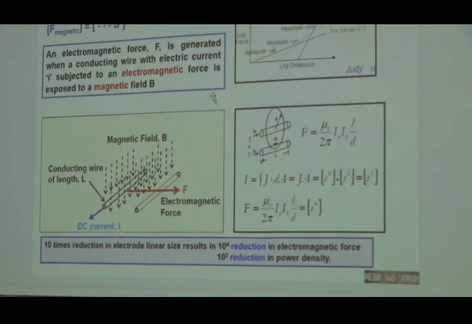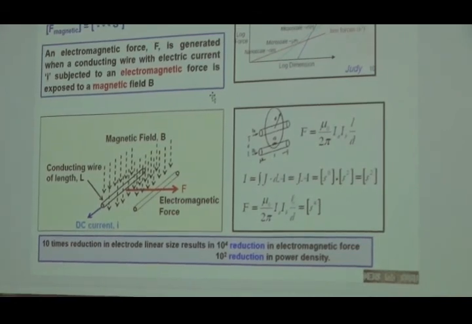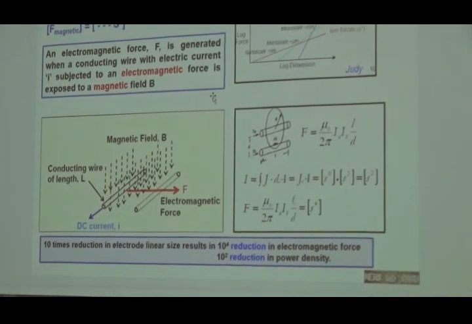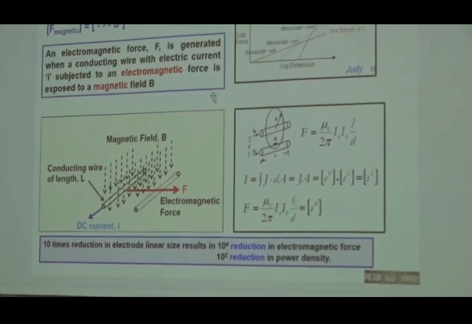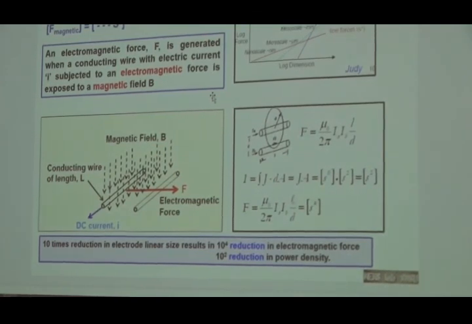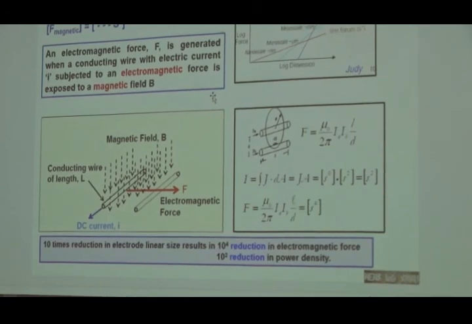So even if you forget everything, all the derivation, what I want you to remember is: electrostatic, you reduce the dimension by 10, the power density increases 100 times. Electromagnetics, again, you reduce the size by 10, the power density actually decreases. One goes up 100 times, the other one goes down 100 times.